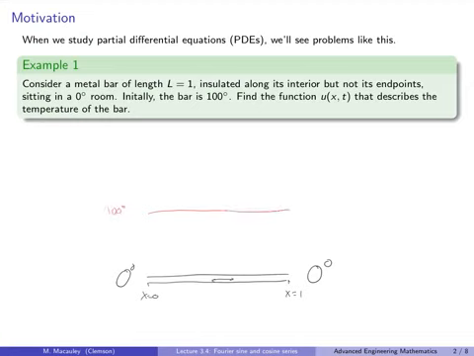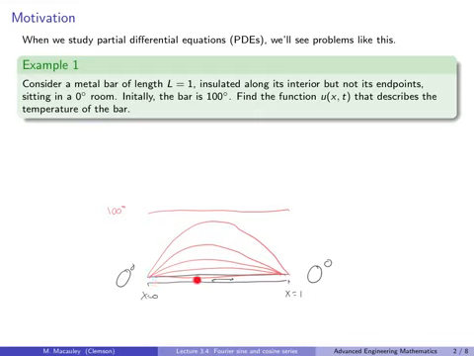And what you want to do is find the function u of x,t, the temperature of the bar at position x and time t. So what's going to happen here is this 100 degrees is going to cool off, and the temperature of the bar is going to gradually even out, and eventually, as time goes to infinity, the bar is going to be 0 degrees.